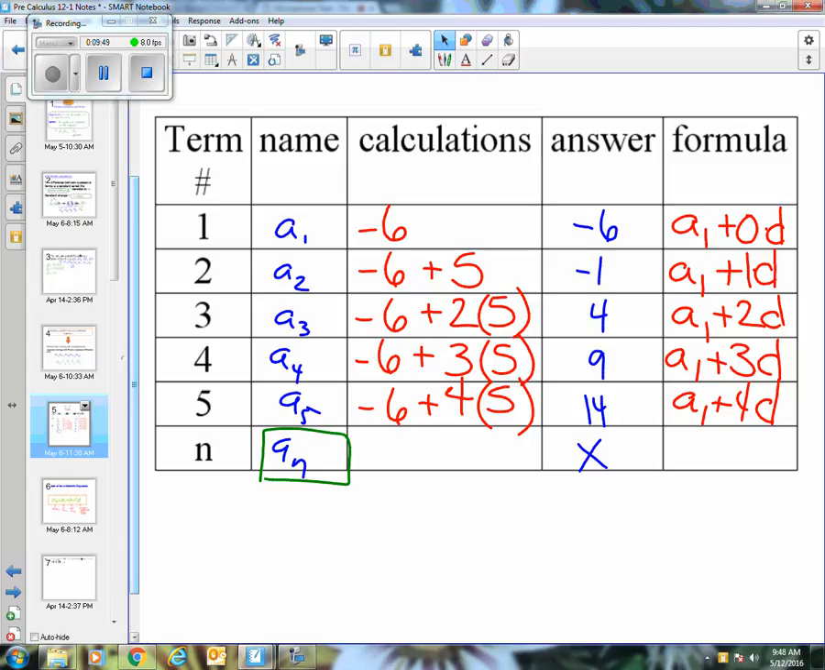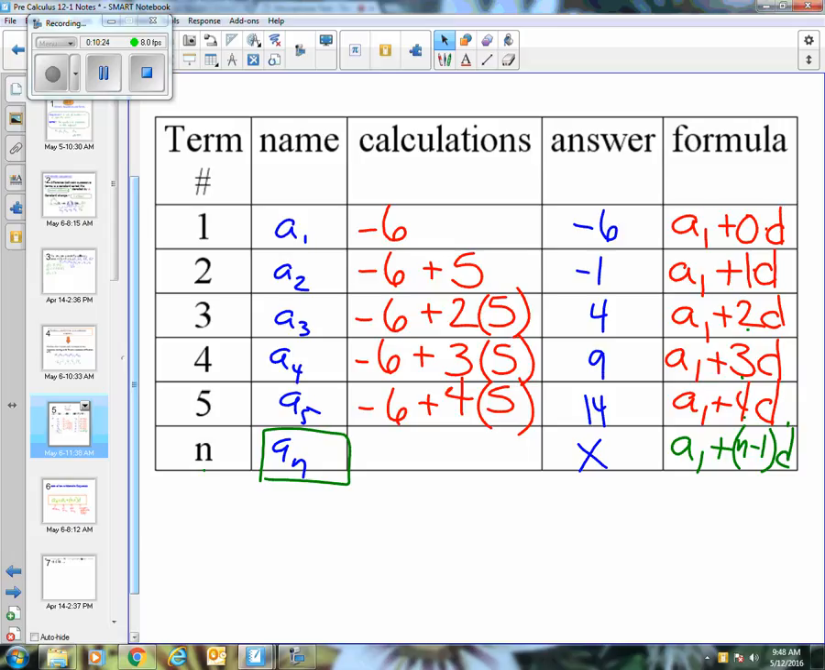So let's see if we can come up with the rule for An then. Looks like we always start with the first term no matter what, and we're always going to have a certain number of common differences. The question is, how many common differences do we need? All right, well, let's see what's happening. For the fifth term, I needed 4 differences. For the fourth term, I needed 3. For the third term, I needed 2. So how does the number of differences relate to the term number? It's always 1 less. So how do I say 1 less than n? It would be n minus 1. So that's how we can generate that.